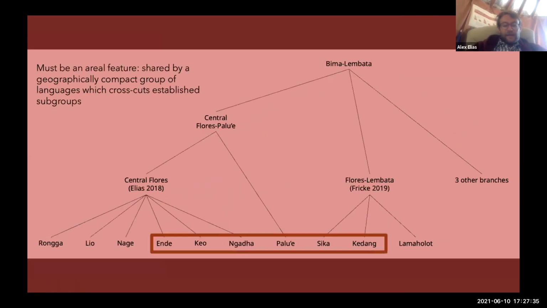And as you can see, it's a group of languages that cross-cuts the well-established subgrouping. So Central Flores and Flores Lambada are not in doubt as proto-languages. There have been a good amount of reconstructions for both of them in these sources. So it's clear that these are the correct lowest level subgroups, and it's clear that this sound pattern is cross-cutting them. So logically speaking, we're dealing with an areal feature.